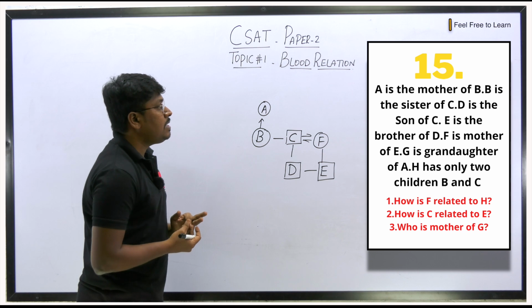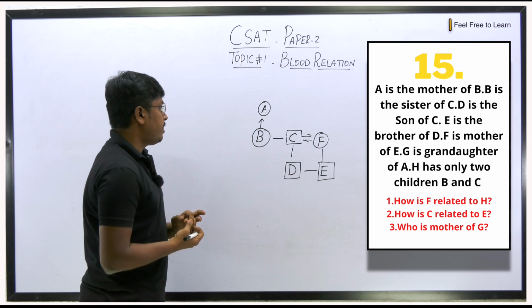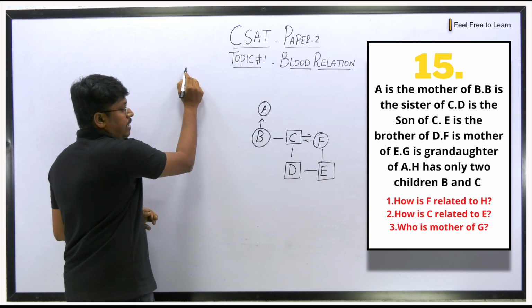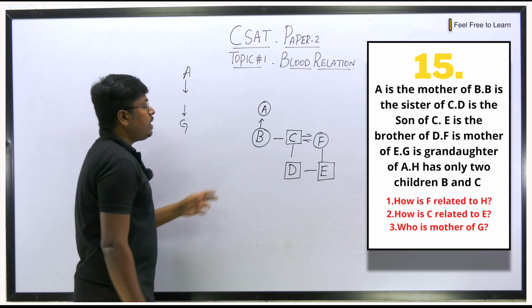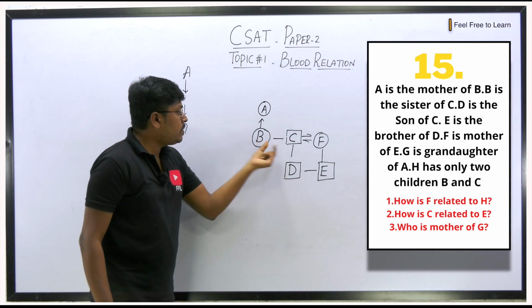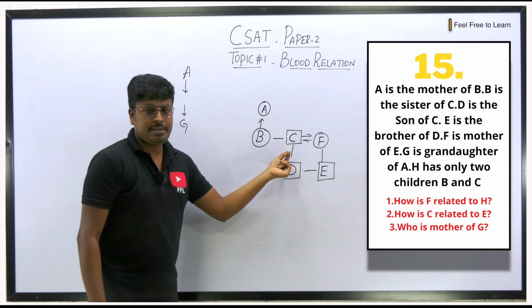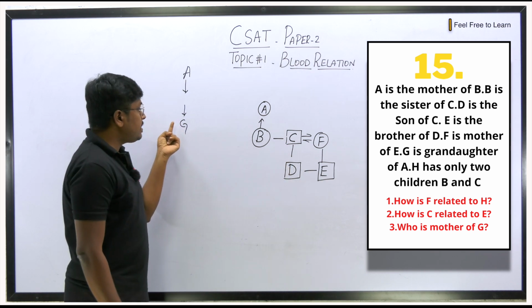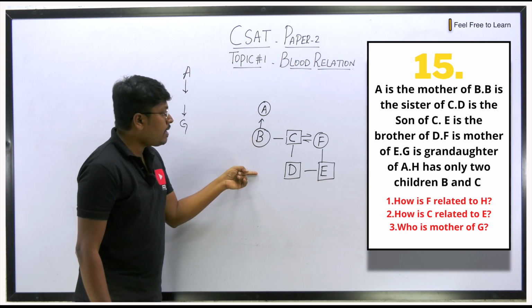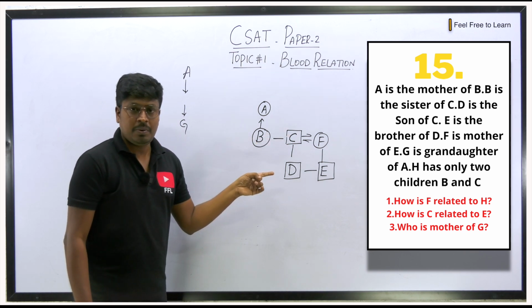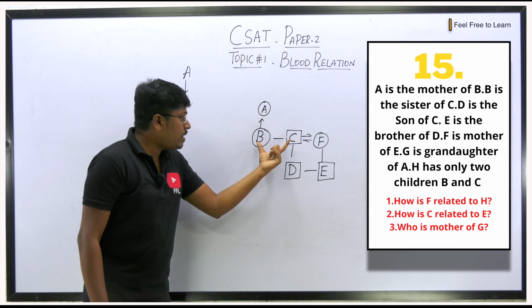Okay, next is G is granddaughter of A. So A's granddaughter is G. Just see here, A's granddaughter, right? So granddaughter is G. But we know that the person A is having 2 children, one is B as well as C. So we can say that the person G, that is granddaughter, can be B's daughter or it can be C's daughter. Yes or no? Because the person A is having 2 children.